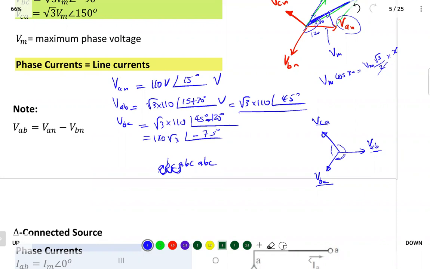Yes? Where did we get 110 volts from? No, it was given. That was given as a phase voltage. And the phase voltage is the voltage between the source and the node. Yeah, between the source and the neutral. Yeah.